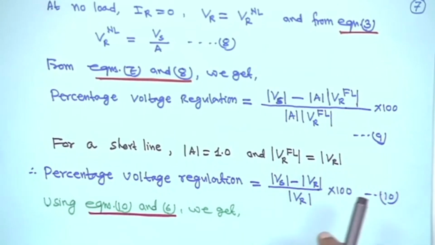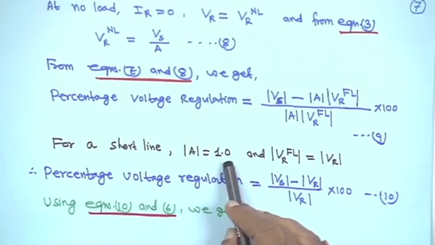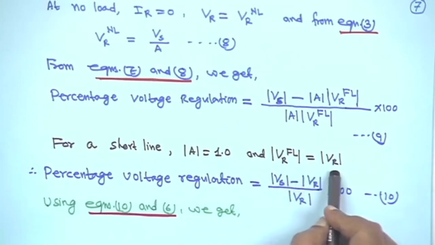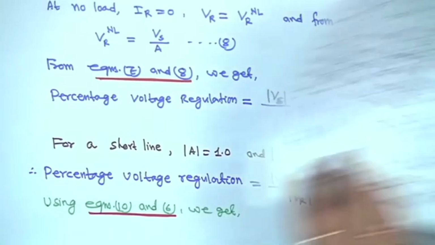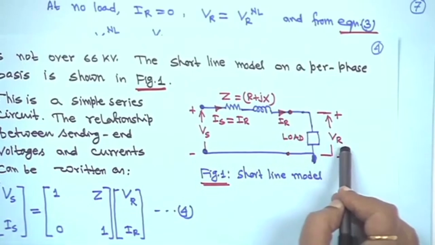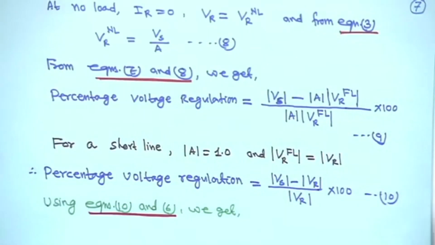Now, for a short line we have seen that A is equal to 1, so mod A is equal to 1, and for a short line VR full load is equal to VR. That means in this diagram for a short line your VR full load is equal to VR. So, percentage voltage regulation can be written as Vs minus VR upon VR, all magnitudes, into 100. So, this is equation 10.